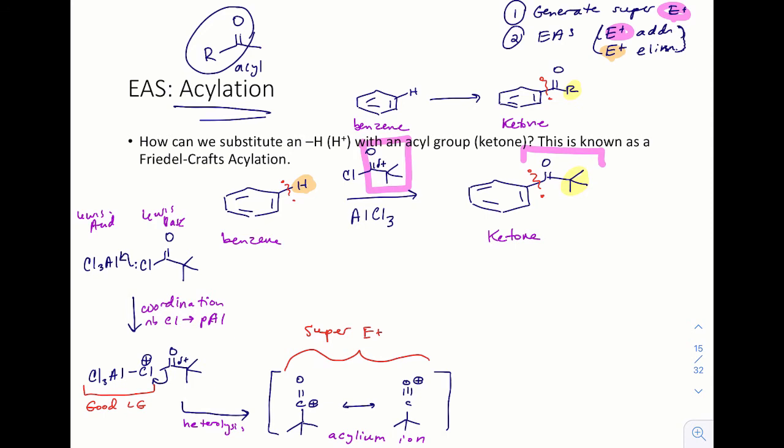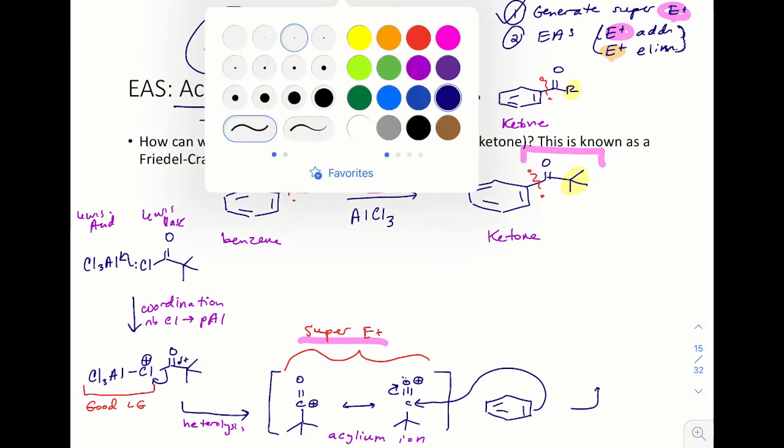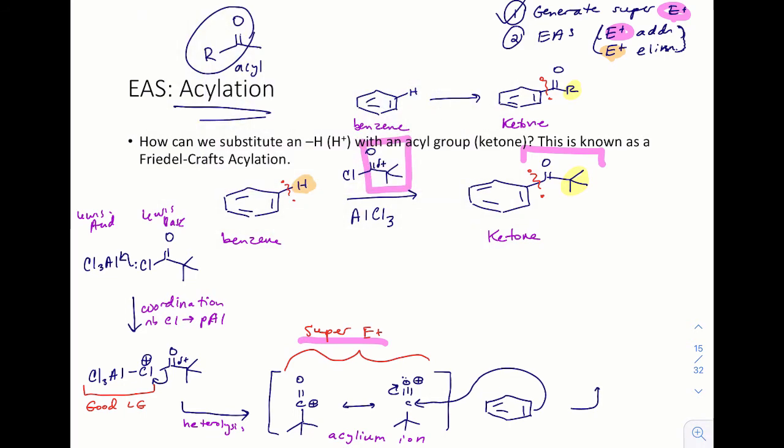Now generate the superelectrophile. Check. I think we've done that, right? This is the superelectrophile. Now that superelectrophile will react with weakly nucleophilic benzene. Here it is. So pi electrons from benzene attack pi star CO and displace electrons onto oxygen. Now technically this would be reversible, but in practice, acylium ion is really high energy. In practice, this step is really not reversible. This delocalized cation is formed from the electrophile addition reaction.